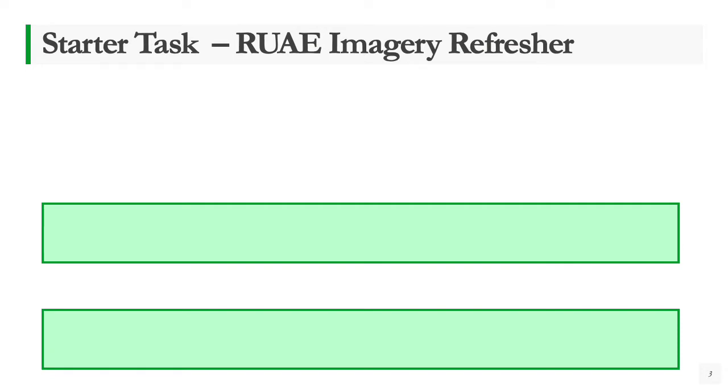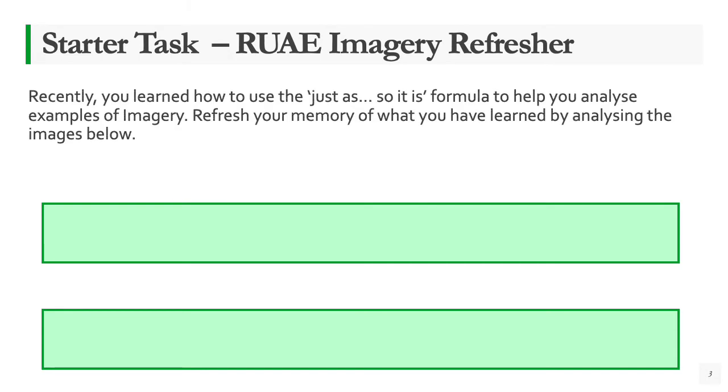But before we get on to that, we're going to try a RUI refresher starter task on imagery. So recently you learned how to use the just as and so it is formula to help you analyse examples of imagery. So you're going to refresh your memory of what you've learned by analysing the two images below.